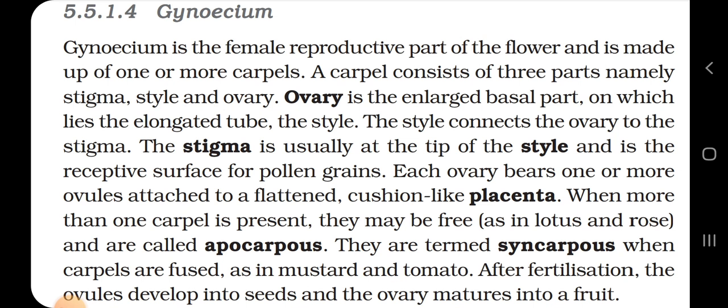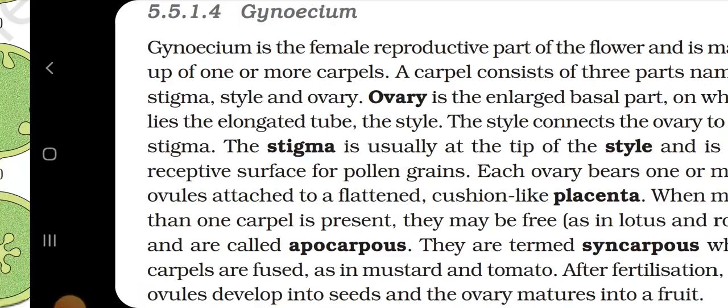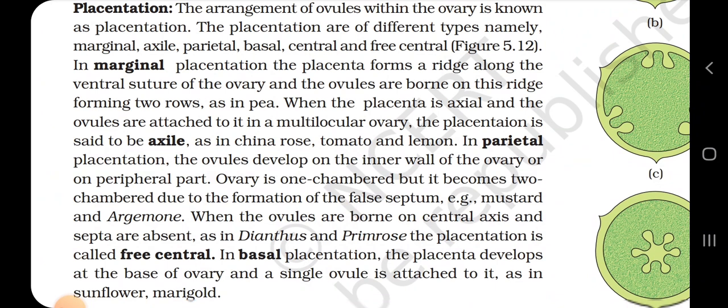When more than one carpel is present, they may be free, as in lotus and rose, and are called apocarpous. They are termed syncarpous when carpels are fused, as in mustard and tomato. After fertilization, the ovules develop into seeds and the ovary matures into fruit. Placentation. The arrangement of ovules within the ovary is known as placentation. The placentation is of different types, namely marginal, axial, parietal, basal, central and free central.